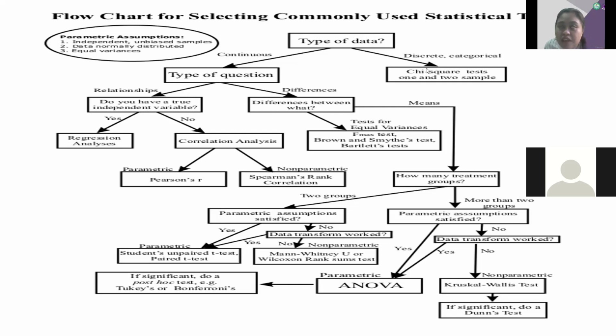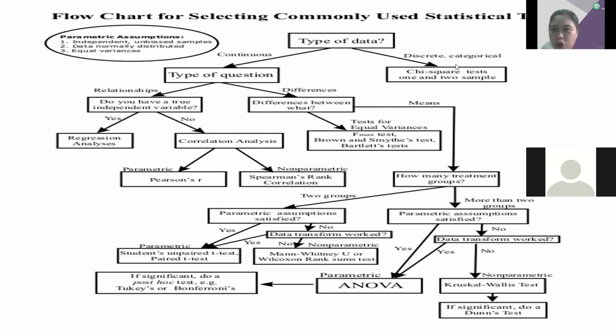If it is discrete or categorical, like nominal data, such as babae, lalaki, then educational attainment, graduate sa high school, graduate sa college, di ba? We don't have numerical data for that. Instead, we will be placing them under these categories. So kapag ganun yung data mo, automatic, we will be using the chi-square test both for 1 and 2 samples.